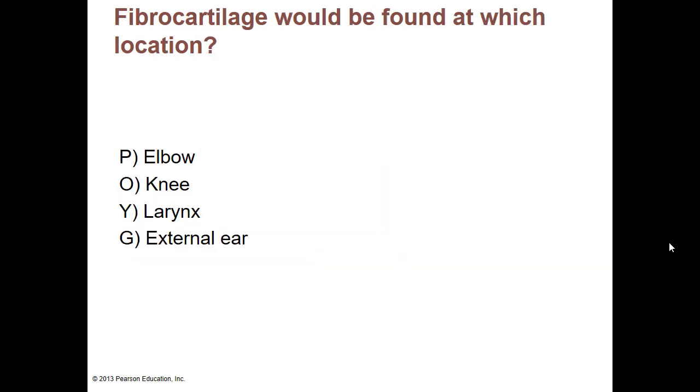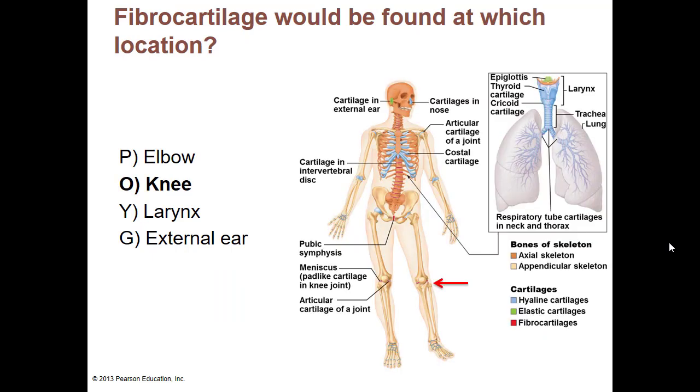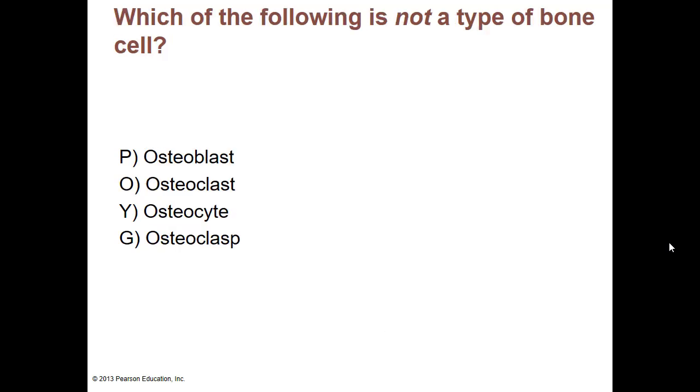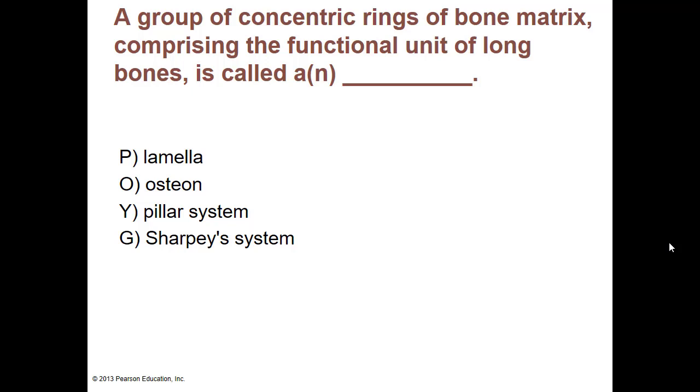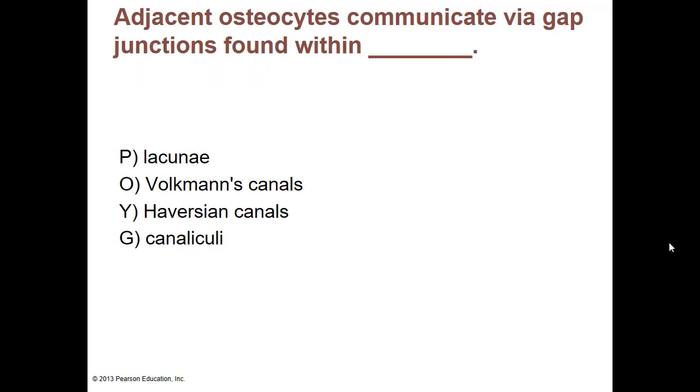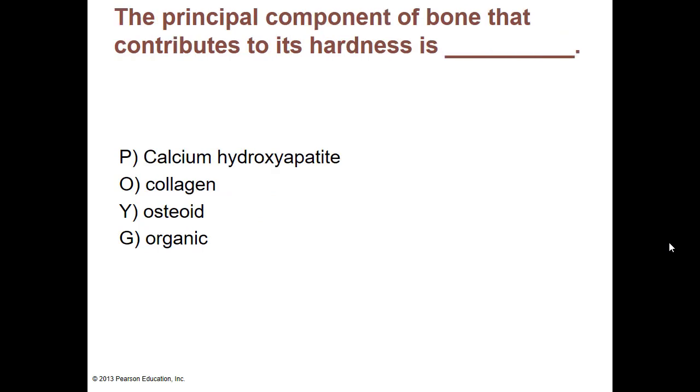There's the end. I'm just going to tell you all the answers. So if you printed it, you can circle. Fibrocartilage would be found at the knee. That's your tough, hard cartilage. The following that's not a type of bone cell is the osteoclast, but I just made it up. A group of concentric rings of bone matrix is your osteon. Adjacent osteocytes communicate with each other using the canaliculi. The principal component of bone that contributes to its hardness, what is it? Calcium. I put the big, huge, long name for it.